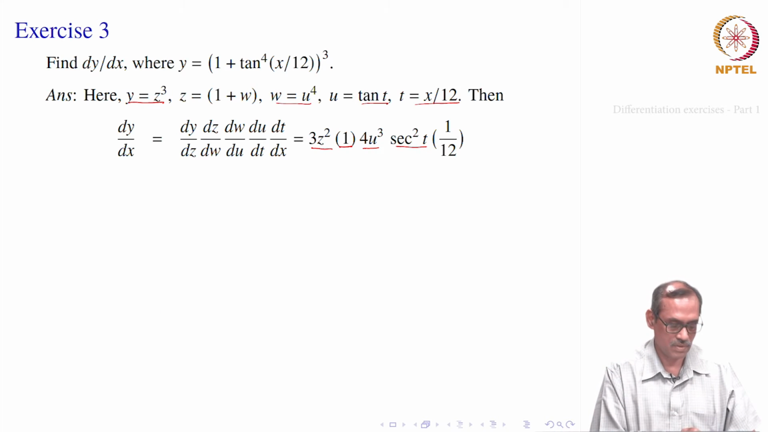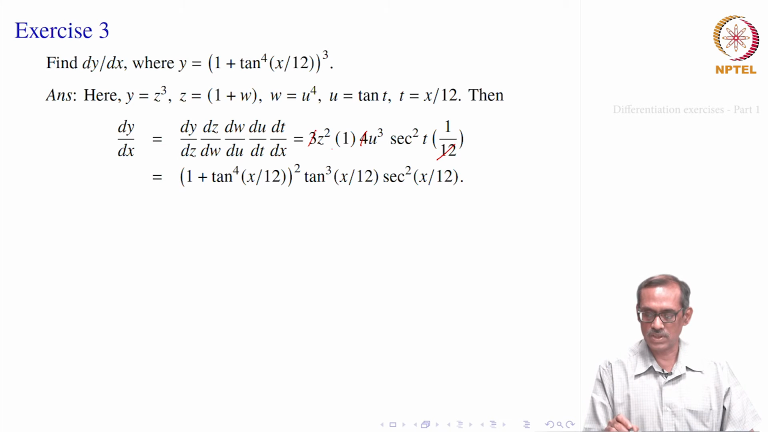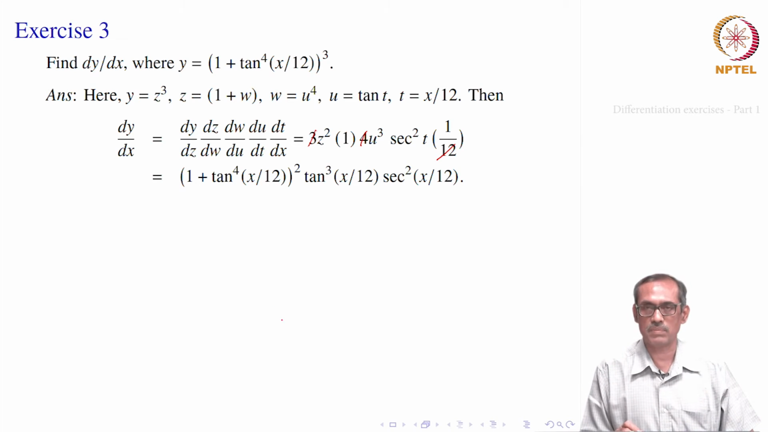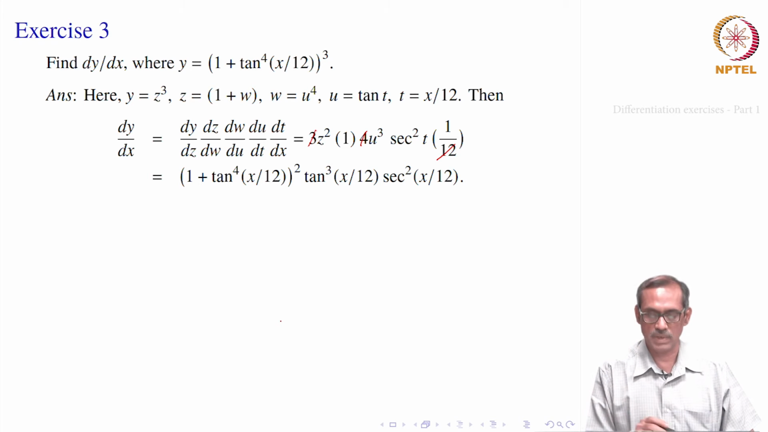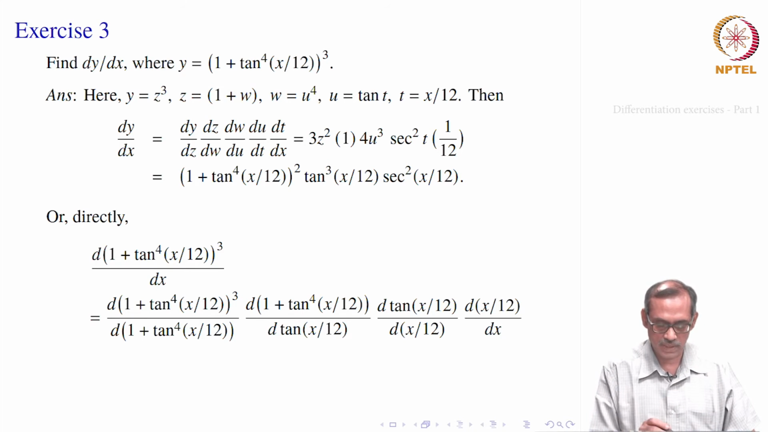Then you substitute their values to get the answer, which will be z is 1 plus tan fourth x by 12. So, it will be 3 and this 4 cancels with 12. So, we have cancelled it. What remains is z square u cubed secant square t. So, z square is 1 plus tan fourth x by 12 square, u cubed is tan cubed of x by 12 and secant square t is secant square x by 12. Or directly you could have done, with a slight experience, instead of substituting all this, we just write d of the total equal to d of that cubed divided by that one, which was our z.